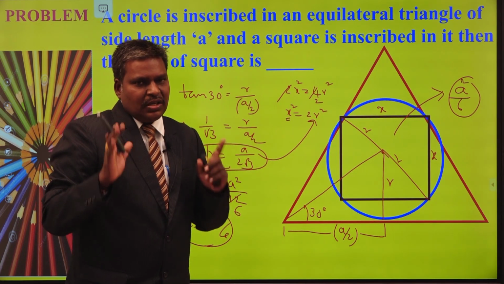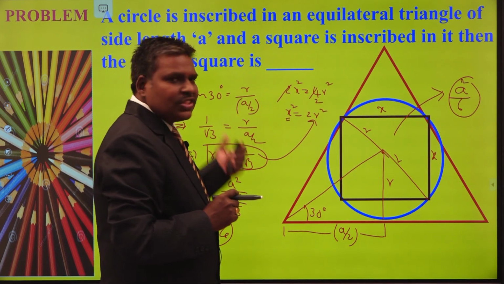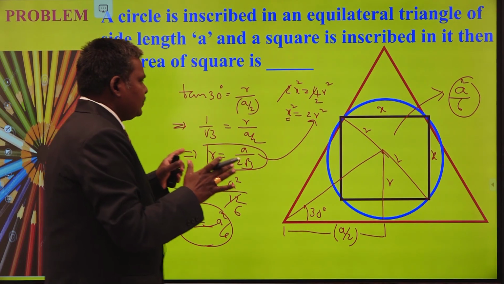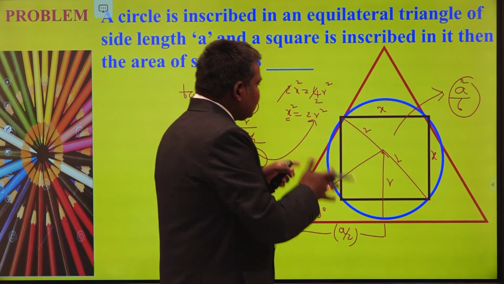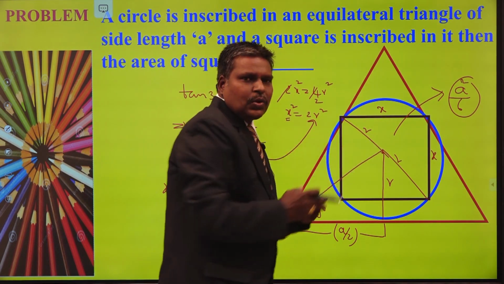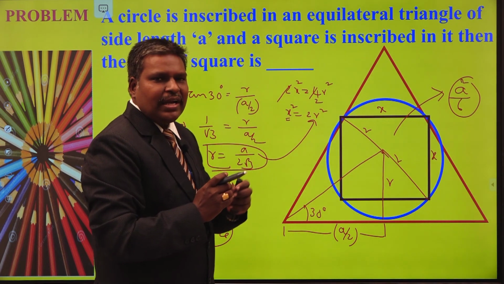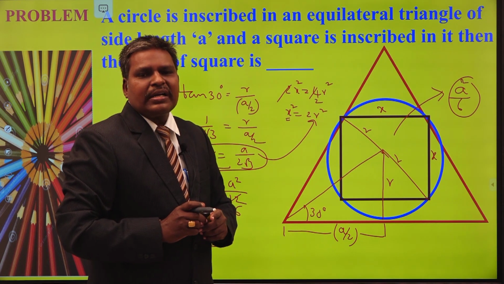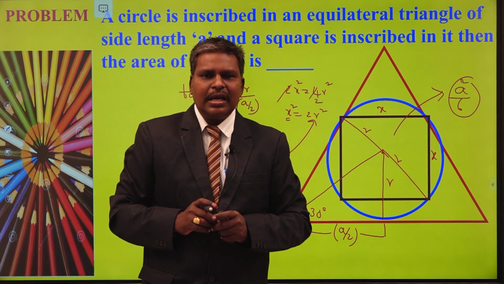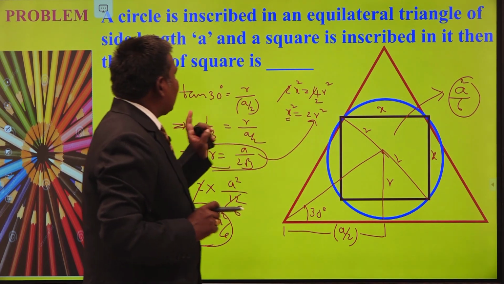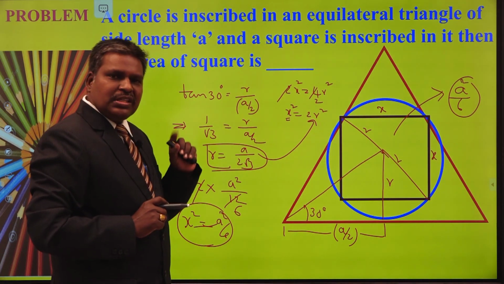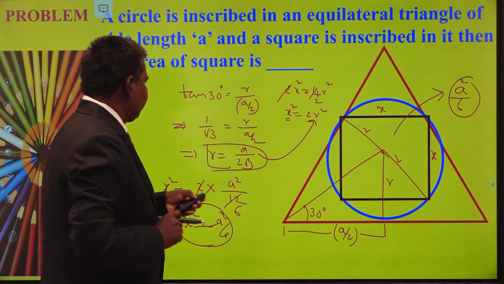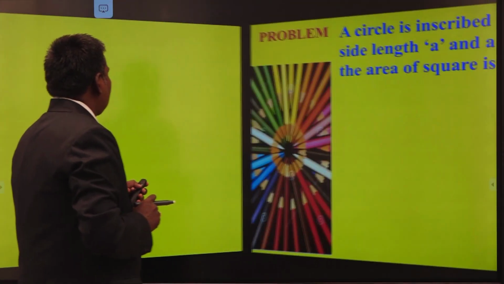Dear students, if you have the concept, you can play with geometry. So a square is inscribed in a circle, and this circle is inscribed in an equilateral triangle. We have to find the area of the square when the length of the side of the equilateral triangle is given to you. Understand? In this manner, we can do this problem by using the formula or by using this concept. So, let us see one more concept.